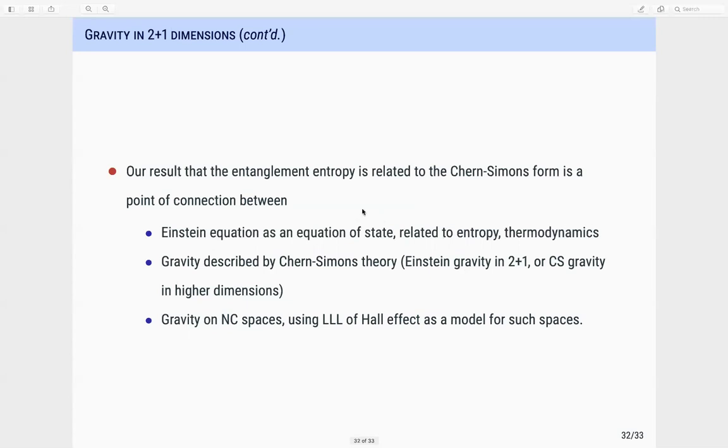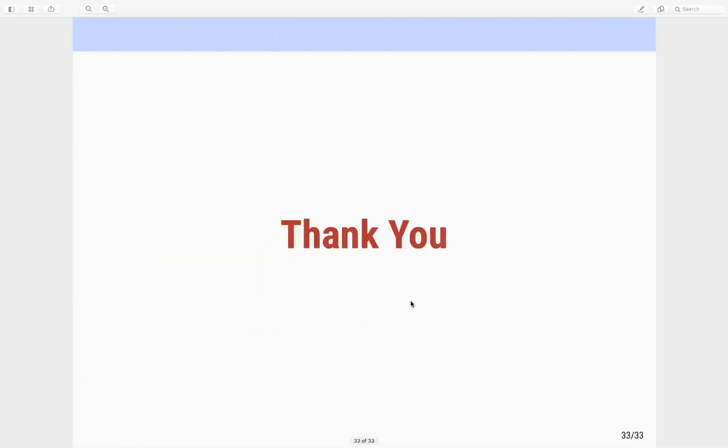So putting all this together, what are we saying? Our result that the entanglement entropy is related to the Chern-Simons form gives a point of connection between Einstein equation as an equation of state related to entropy and thermodynamics, gravity as described by Chern-Simons theory, which is in 2+1 or even in higher dimensions, and gravity on non-commutative spaces using the lowest Landau level of Hall effect as a model for such spaces. So there is a circle of ideas into which the calculation I showed you fits in. It's not all connected yet in a nice, neat fashion, but that's basically the take-home point that I want to leave with you. And thank you for your attention.